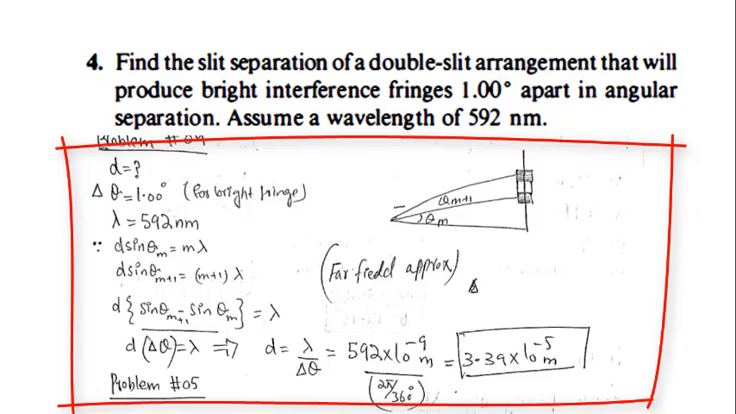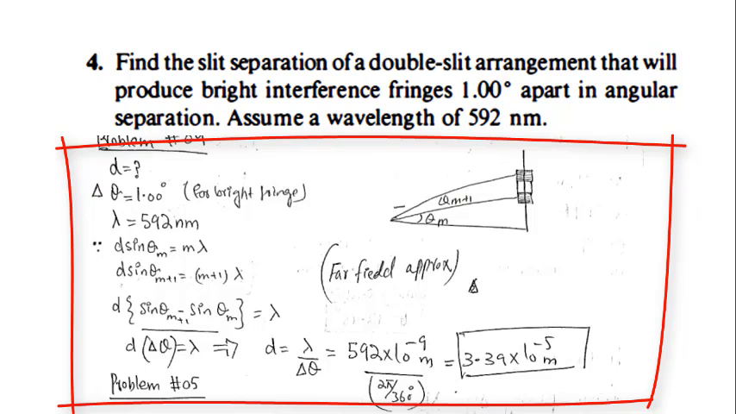So this gives me d times (sine of theta m plus 1 minus sine of theta m) is equal to lambda. Since you know that for the far field approximation this theta is very small, we can say sine of theta is approximately equal to theta. So in this expression I can write sine of theta m plus 1 minus sine of theta m as only theta m plus 1 minus theta m, which is given, which is equal to delta theta. So we have this expression, d times delta theta is equal to lambda.